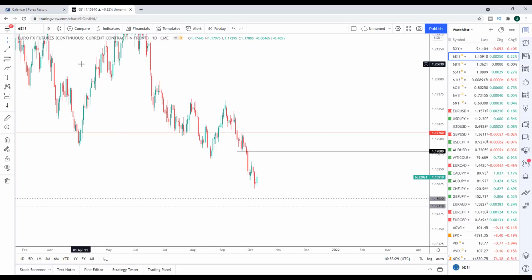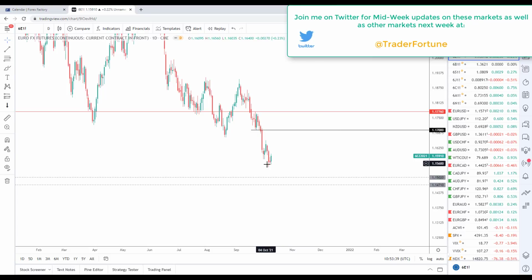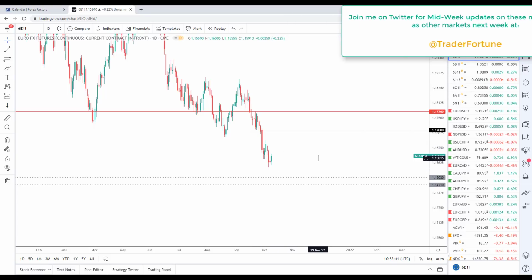So we're looking at the euro on its own. We're not looking at the euro vis-a-vis any other currency. This is just the euro currency we're looking at. We are trending to the downside, and we did start to make a low last week. I am looking for further declines in the euro.